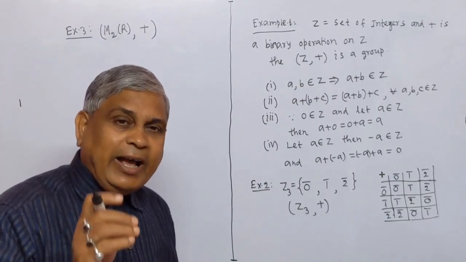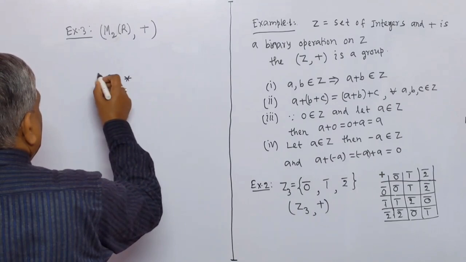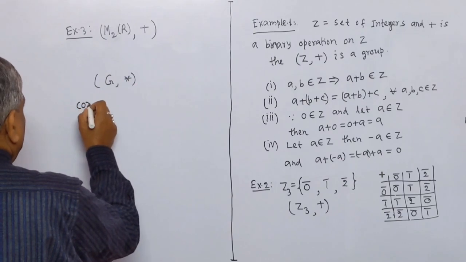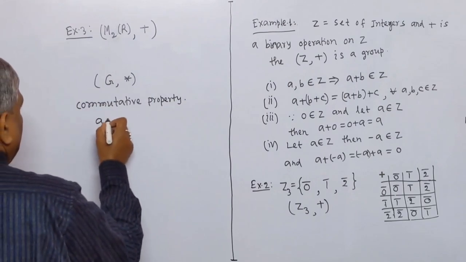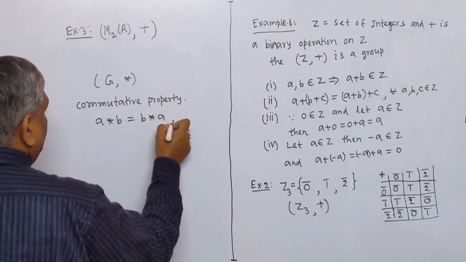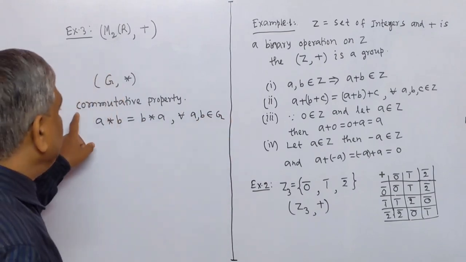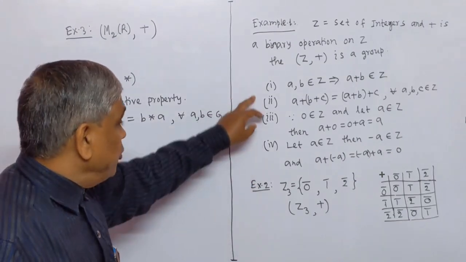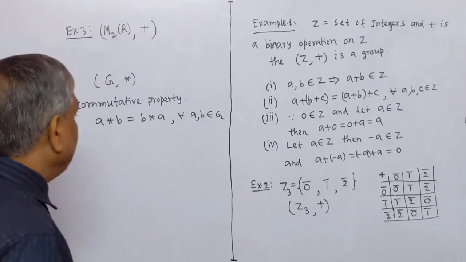Now we include another property with the group G. That property is the commutative property. That means A operation B equals B operation A for all A, B belonging to G. Then this will be the 5th property. If a group fulfills these 4 properties along with this 5th property, then the group is called an abelian group.